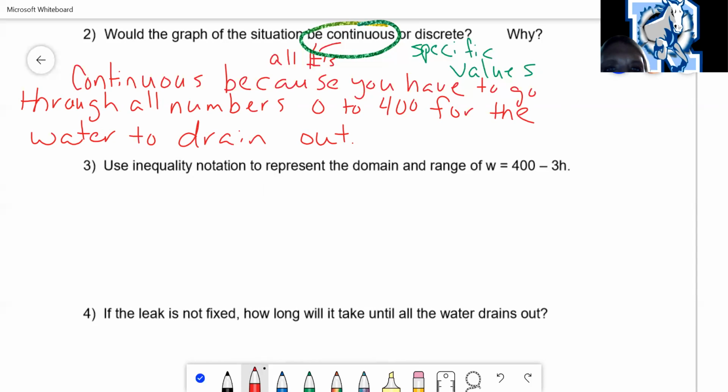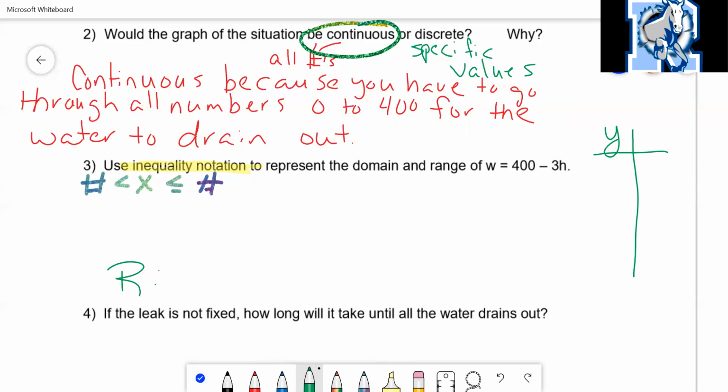Now, it wants us to use inequality notation to represent the domain and the range. Remember, inequality notation is when you have less than, less than or equal to, with numbers on each side, and you're using the less than or equal to or the less than symbol. One of the things we need to talk about, it's easier in this situation to do the range first. The range, we're talking about the amount of water. Well, let's think about this. Oh, that's not the X there, or Y, I mean. Let's try again. X, then Y.